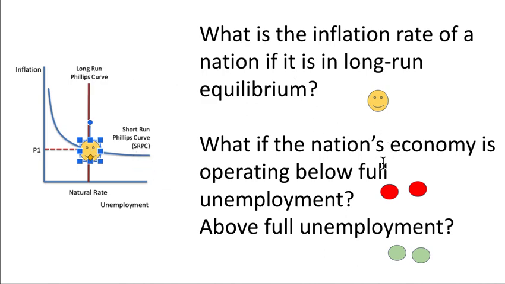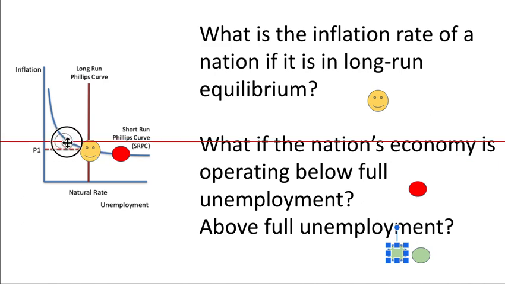If the nation's economy is operating below full employment, that means that they actually have more unemployment than the natural rate, and so we would be at this farther to the right point. So we have a little bit lower inflation but higher unemployment. What if we as a nation were operating above full employment? We would actually be above, with a higher inflation but also a lower unemployment.